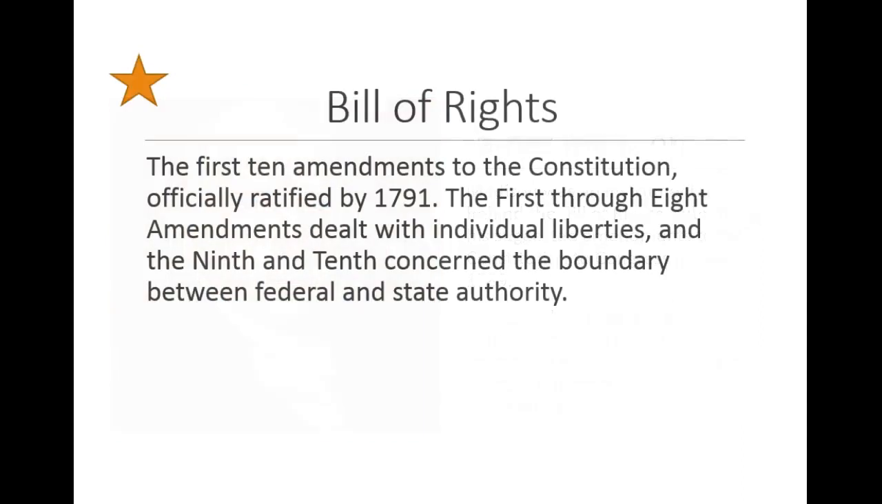The Bill of Rights is essentially the first 10 amendments to the Constitution, officially ratified by 1791. The first through 8th amendments dealt with individual liberties, and the 9th and 10th concerned the boundary between federal and state authorities. We are going to go over these very important amendments.